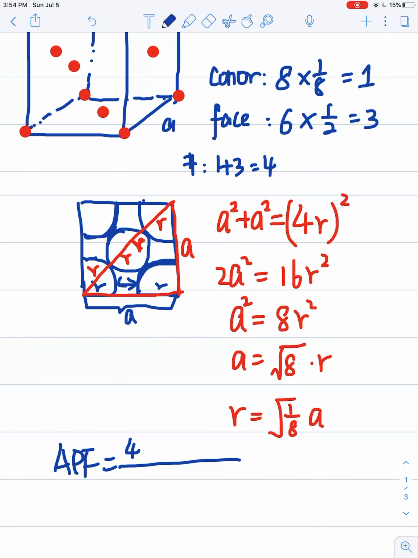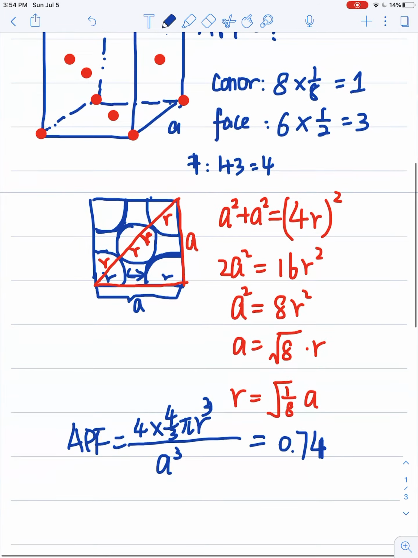We have 4 atoms, so 4 atoms times the volume of each atom, which is 4/3 pi R cubed. The bottom is the volume of the unit cell, which is A cubed. So since we know the relationship between R and A, we can substitute R equals square root of 1/8 times A to find the APF for a face-centered cubic crystal structure. It's 0.74.